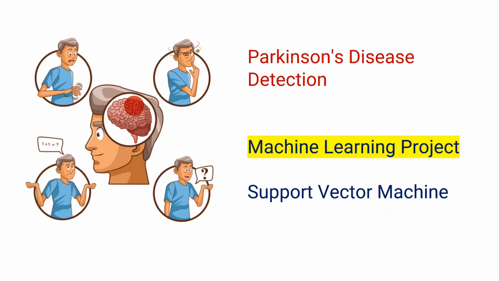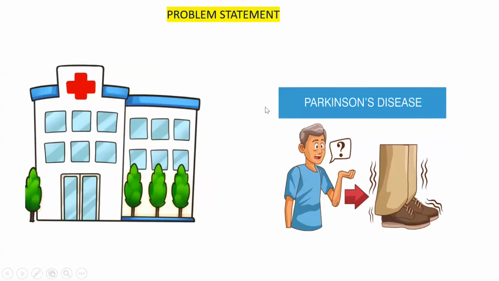So let's see our problem statement. There is a medical institution and we are doing several research on Parkinson's disease. How can we detect the disease early and start early treatment? Using machine learning technique, we can achieve this. So we have to build a machine learning system that can detect Parkinson's disease depending on certain medical parameters and procedures.